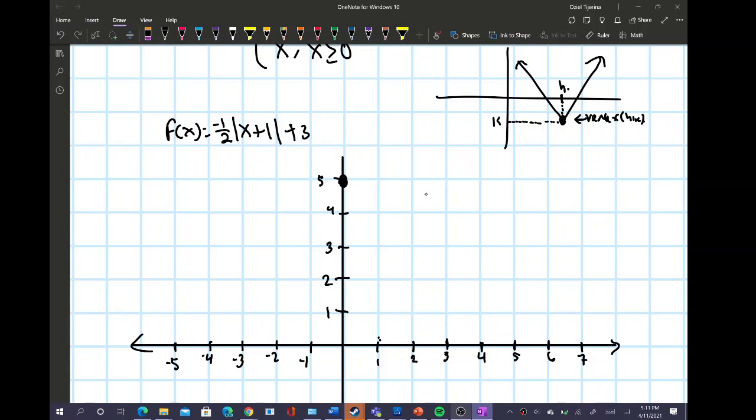And again, you can do it one of two ways, okay? You can either make an XY table, or you can do it the way that they would tell you to do it, which is find the vertex and just do the slope.